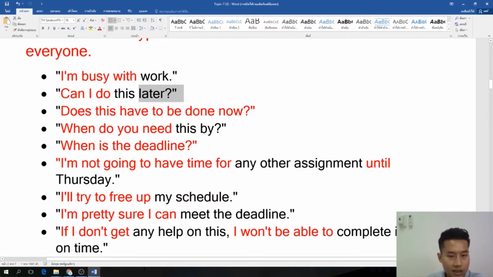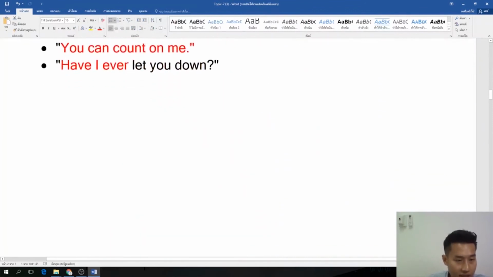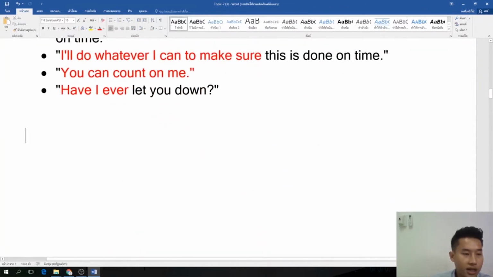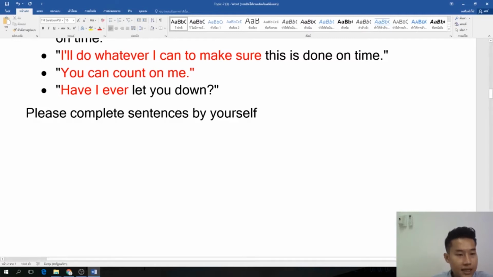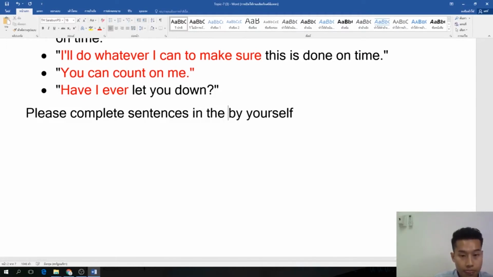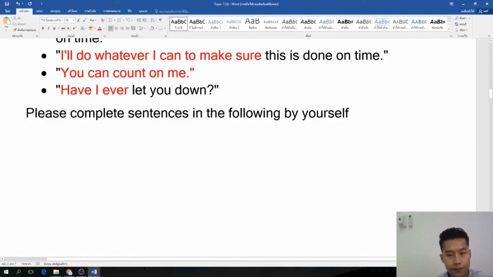Words, text here. Okay, so these are all the words that you understand only. What I wanted to do is make the sentence the same thing, trying to complete the sentence. So please complete the sentences by yourself. Please complete the sentences in the following by yourself.